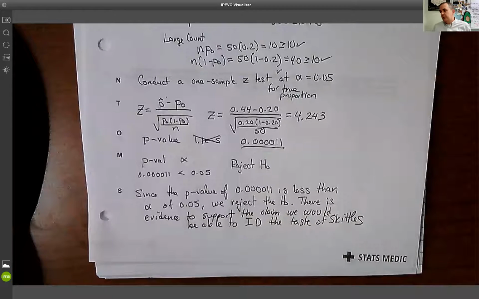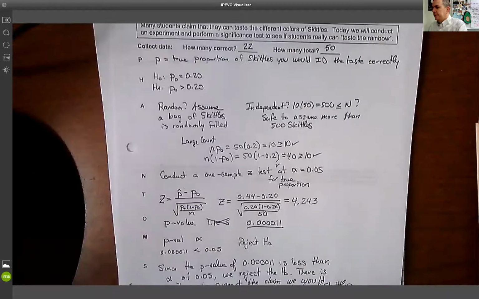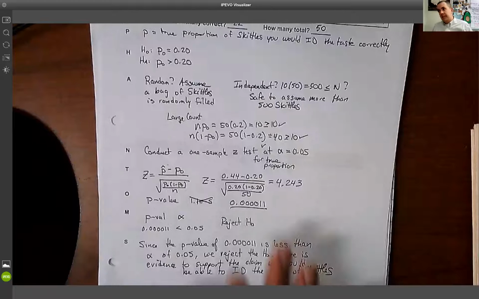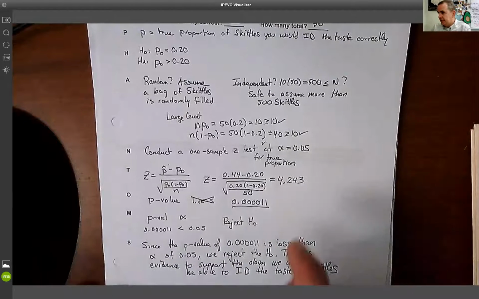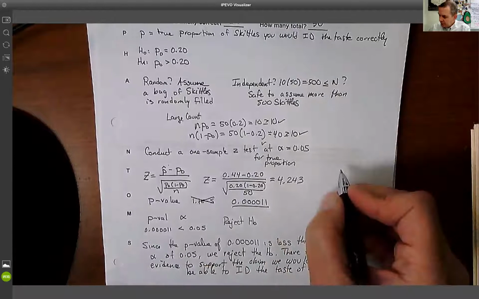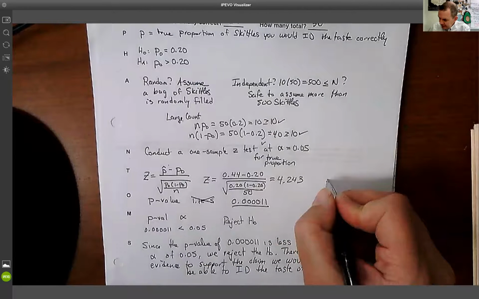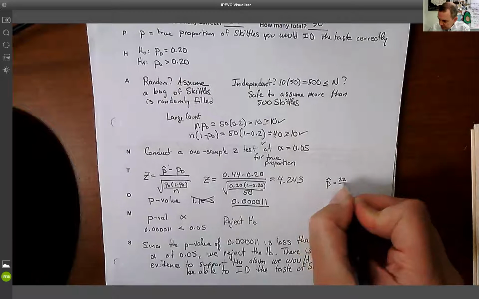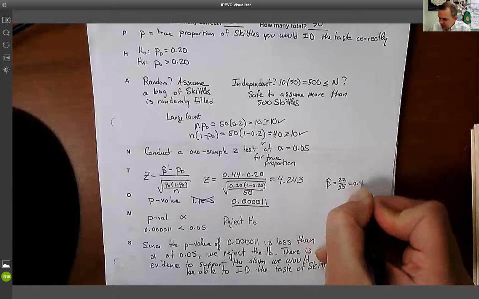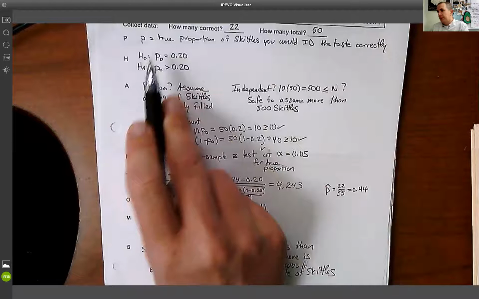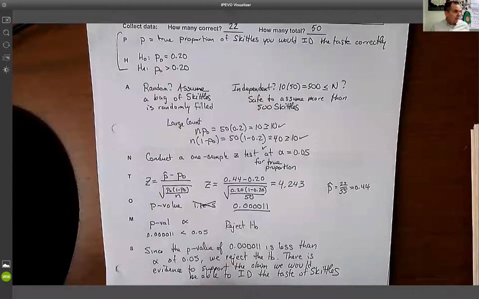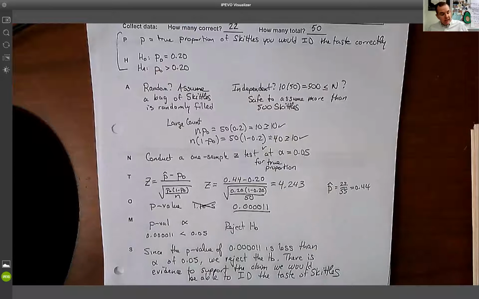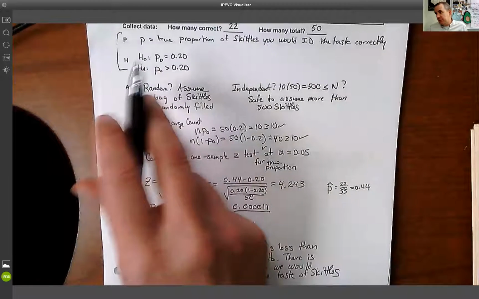Okay. So again, I'm going to zoom up. It's a lot of writing, but that's what we're going to do. Some of the key pieces: I would probably put the definition of p hat down here. So I would have done 22 out of 50 equals 0.44 down here. One thing is never put it up here. These pieces right up here, P and H, will never, ever, ever have any samples in them. It's always going to be based on a claim.